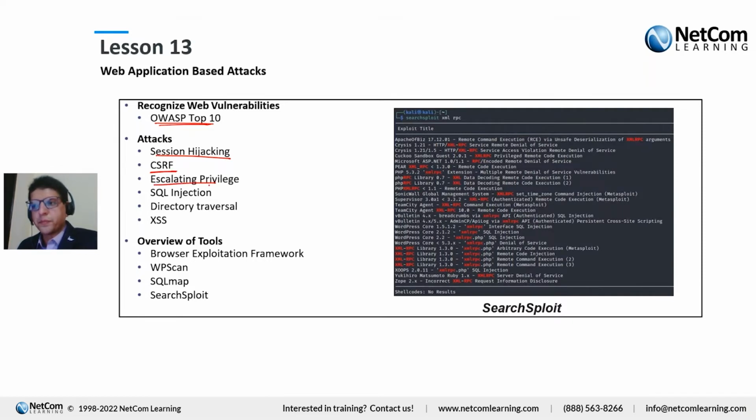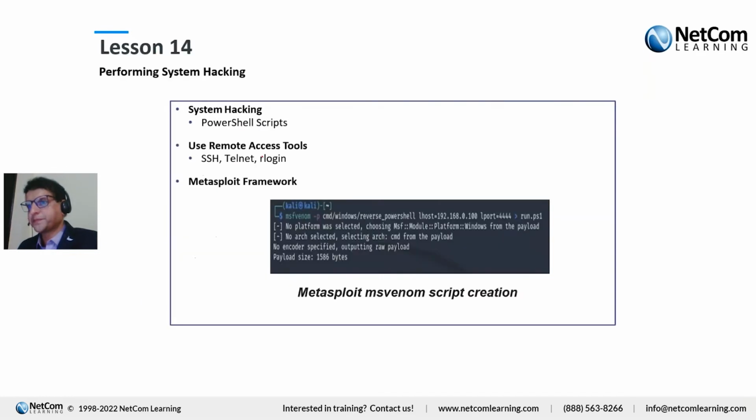How we escalate privileges, how we gain admin privilege, how we do SQL injections, how we traverse directories using directory traversal attacks, or cross-site scripting. We'll understand all these attacks in detail. Once we know these attacks, it will be easy for us to protect our network from such attacks. The tools are BeEF, the Browser Exploitation Framework, WPScan for WordPress sites, SQLmap for the SQL engine, and Searchsploit, which is for searching for vulnerabilities. These are the topics which we'll discuss in detail.